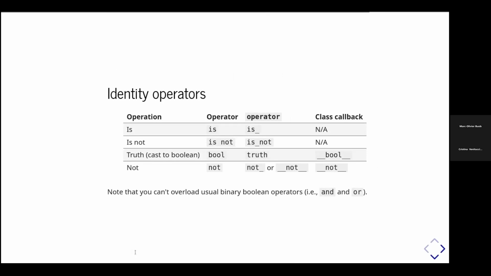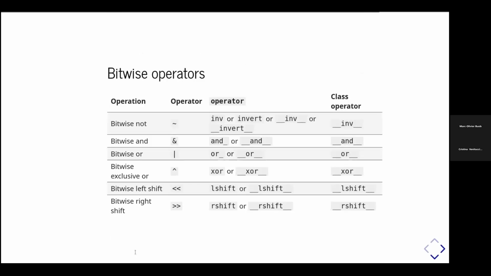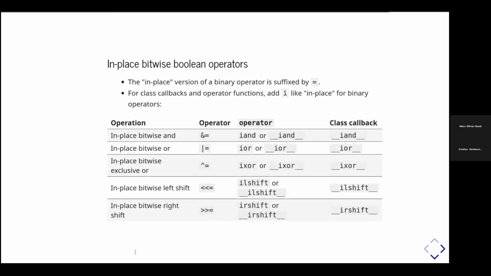Then you have the identity operator, which implements the keyword is or is not, or when you run if on something which is not a Boolean, you implicitly cast it as a Boolean. So there are operators for all this stuff. Then you have the bitwise operators if you do low-level programming, for example, packet manipulation or this kind of stuff. So the bitwise not, the bitwise and, the bitwise or, the bitwise exclusive or, the left shift, the right shift, and of course, the in-place bitwise operators.